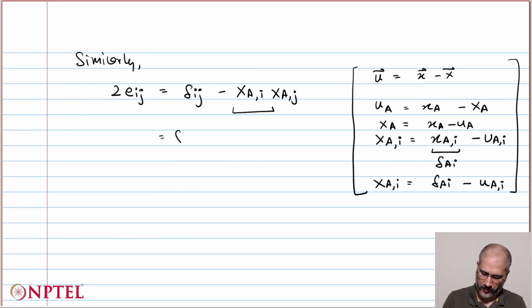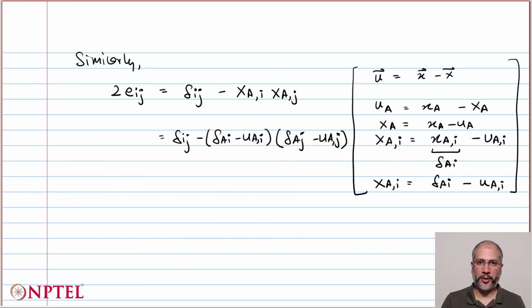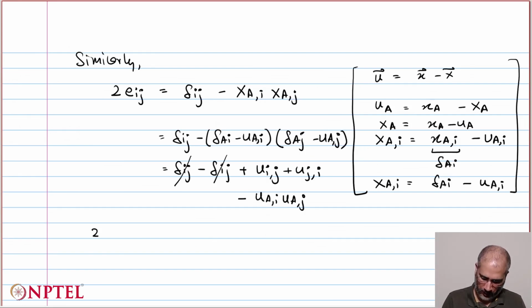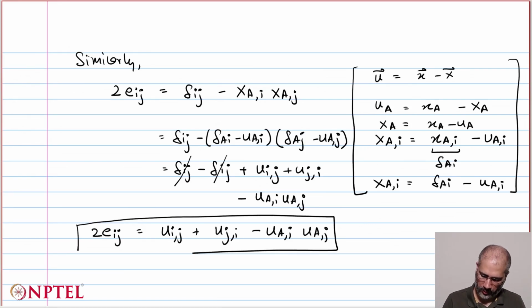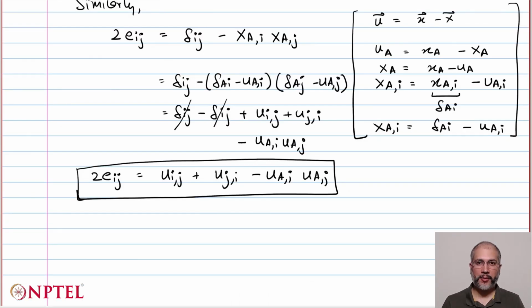So we'll substitute that here. So the first capital Xa,i becomes this, and the second capital Xa,j becomes this. Let us expand this. So these cancel, and we have twice small eij, that is the Eulerian finite strain tensor, and that's equal to ui,j plus uj,i minus ua,i times ua,j. And we will box this as well, because this is going to be an important quantity for continuing the discussion next time. So this is the expression for the Eulerian finite strain tensor in terms of the displacement gradient tensor.